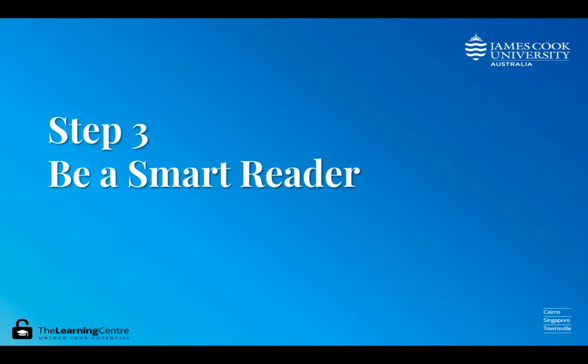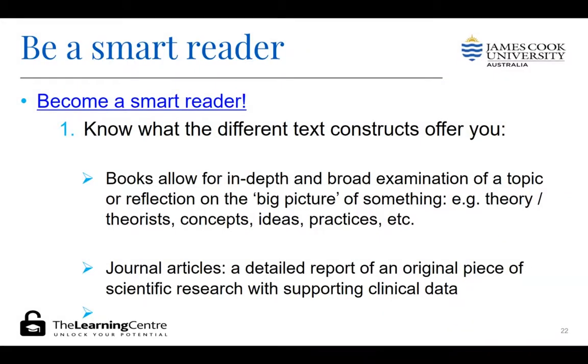The fourth step is to be a smart reader. We need to know the difference between types of text. Books are seen as dealing with information that is accepted as fact on a topic, or they include well-established theories or practices that have been built up over time. And so they're seen as providing more complete information, such as context on an idea or historical perspectives, causes and effects, long-term consequences, fuller and more in-depth explanations and conclusions, debates in the field, and so on.